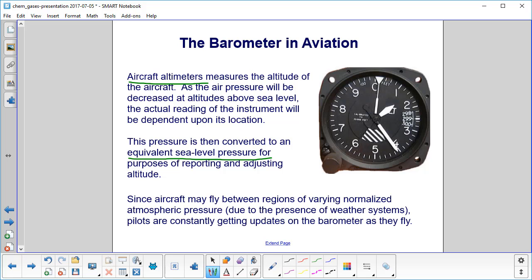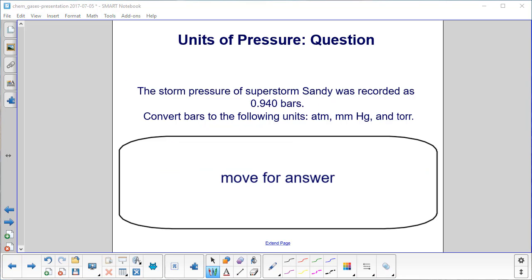Now, aircraft fly between regions of different normalized atmospheric pressure, right? Because the atmospheric pressure is not just due to how high you are above the ground. It also depends on weather systems. So pilots continually get updates on the barometer as they fly so they can correct their height depending on what weather system they're in. The storm pressure of Superstorm Sandy was recorded as 0.940 bars.